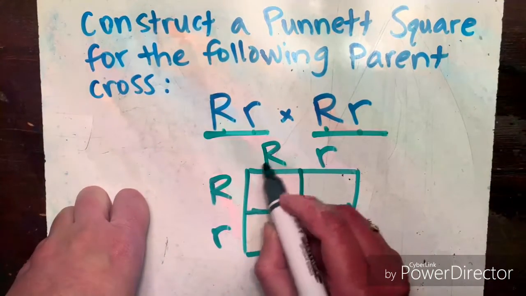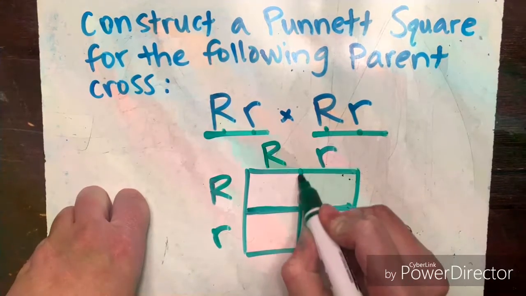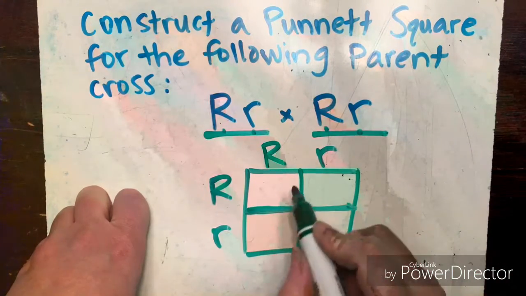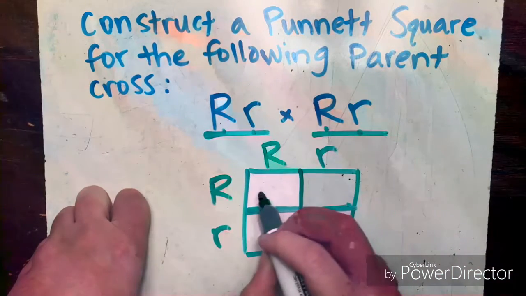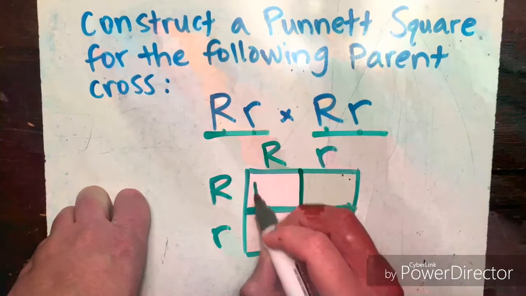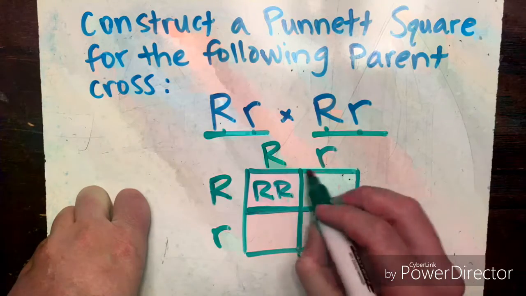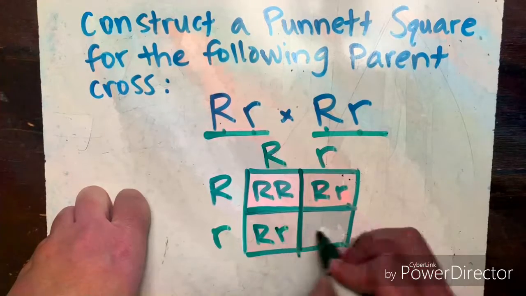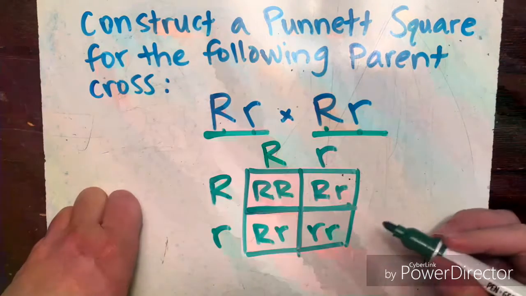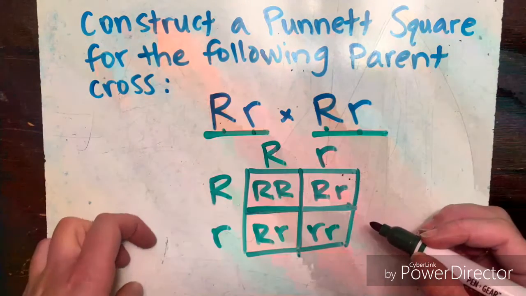So then we will fill in the boxes, which each of these boxes will represent a possible zygote or offspring. So big R, big R will be one option. Big R, little r, big R, little r, little r, little r. So this will be our full Punnett square.